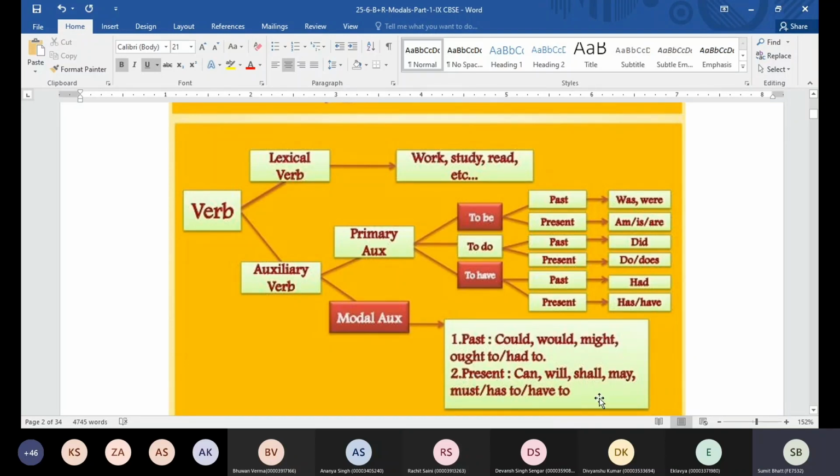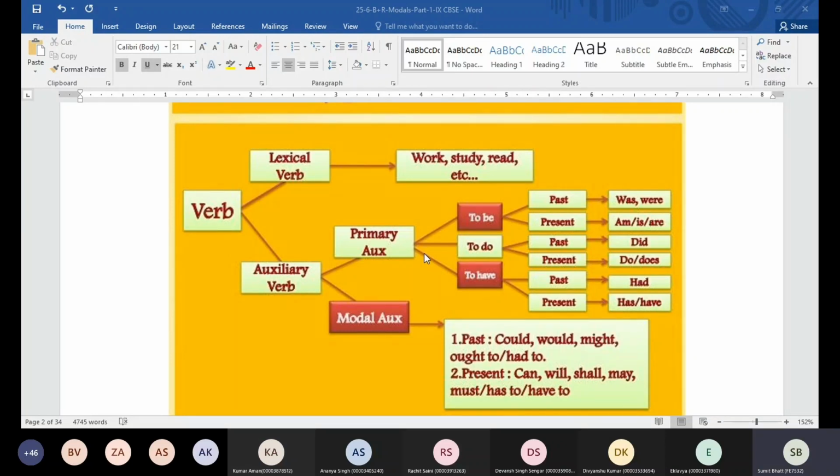So when you talk about these auxiliary helping verbs, we are referring to modal auxiliaries. Any idea what's the main difference between modal auxiliaries and the primary auxiliaries? What should be the main difference? Anyone? We have discussed one thing earlier. The past cannot be used for the present in primary auxiliaries, and in modal auxiliaries the past can be used for the present. Very good. That means you're paying attention. Well done, Aman.